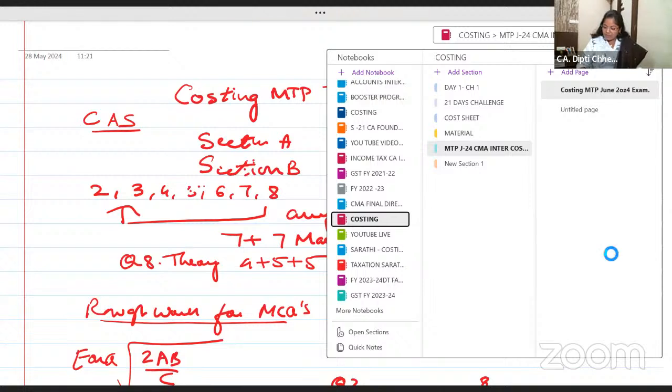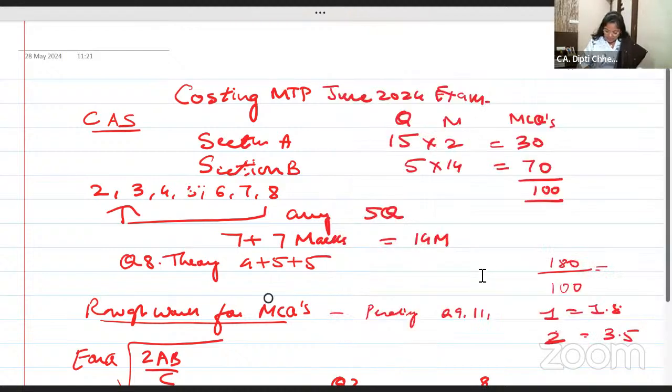क्या हो गया, हमारा आज का फाइल क्यों नहीं खुल रहा है? One second. Great. Sometimes you are required to. One second, dear students.